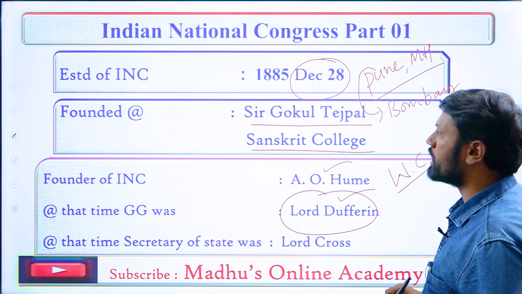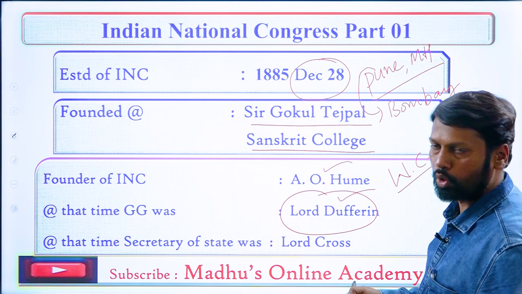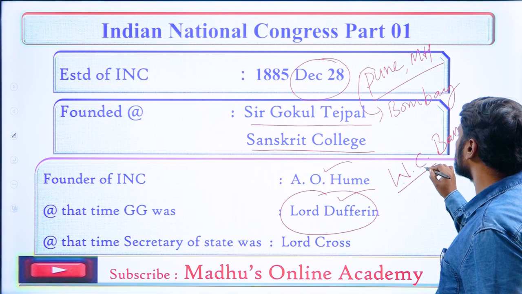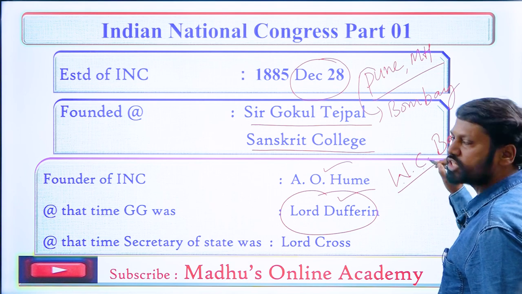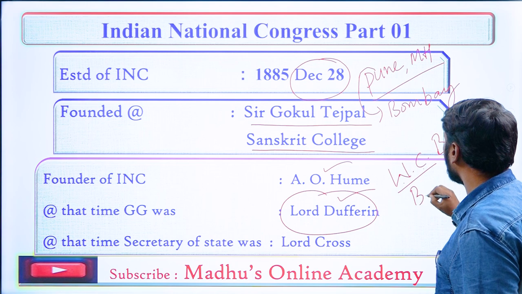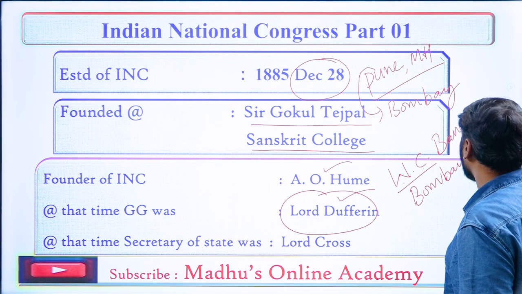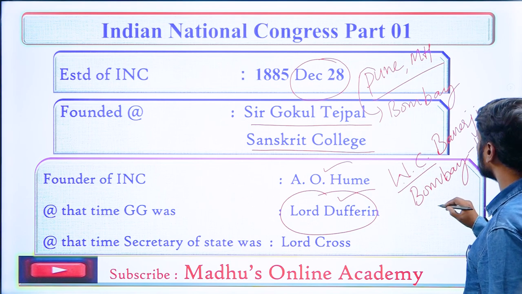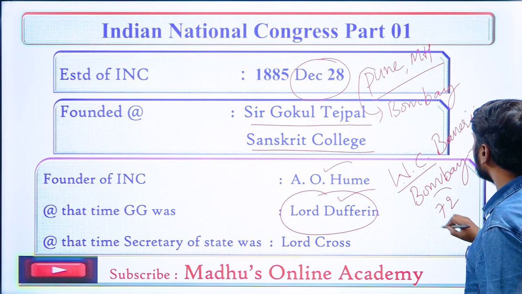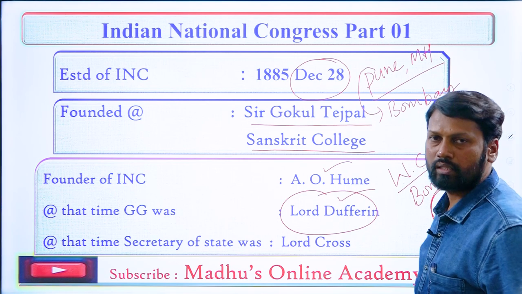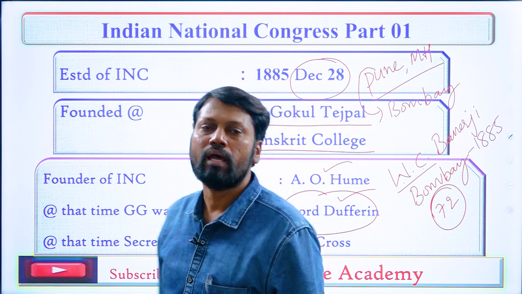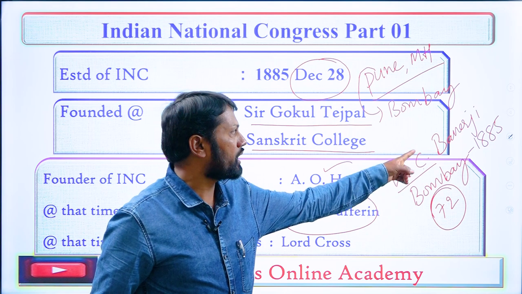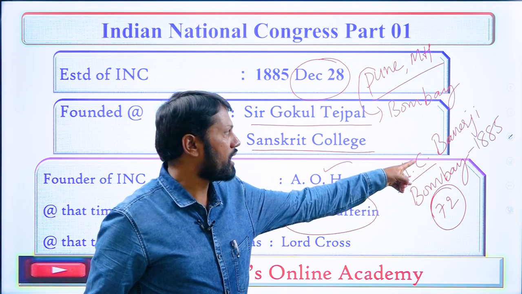W.C. stands for Womesh Chandra. INC stands for Indian National Congress, as you know. So the first INC session was presided over by Womesh Chandra Banerjee. The session was held at Bombay in the year 1885 AD. This session was attended by only 72 members. The first Indian National Congress session was held at Bombay, presided over by Womesh Chandra Banerjee, in the year 1885.